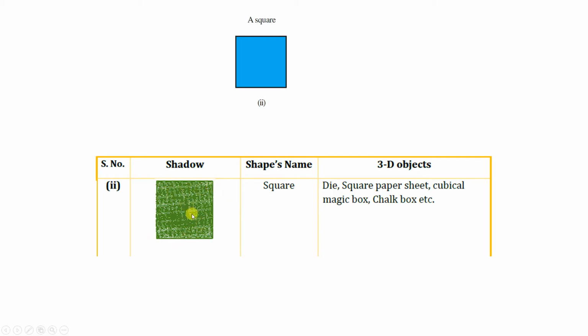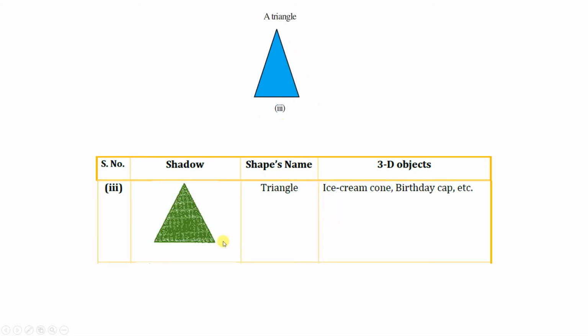Next, a square. The shadow is a square. So the solid, the 3D objects from which we get a square shadow, are nothing but a die, square paper sheet, cubicle magic box, chalk box, etc. That means all these shapes are nothing but like a cube, a solid cube. Next, a triangle. A triangle shadow. For that, the solid objects from which we get the shadow of a triangle are nothing but an ice cream cone, birthday cake, etc.